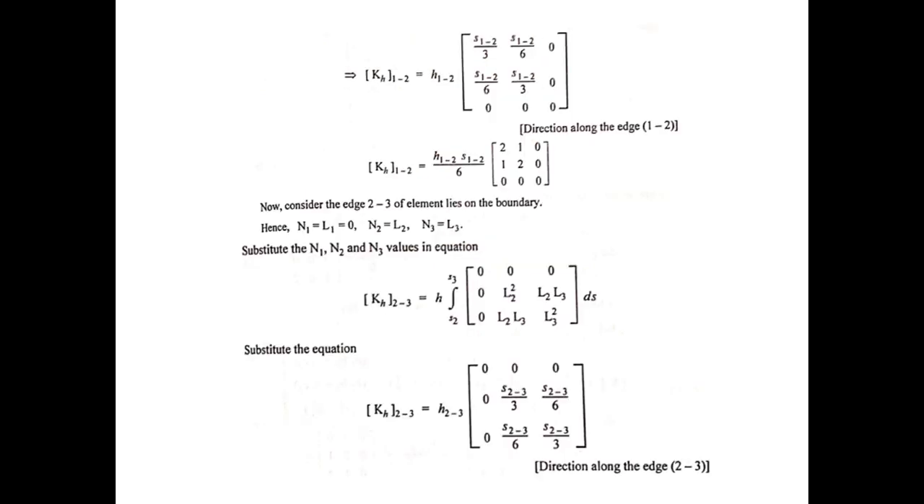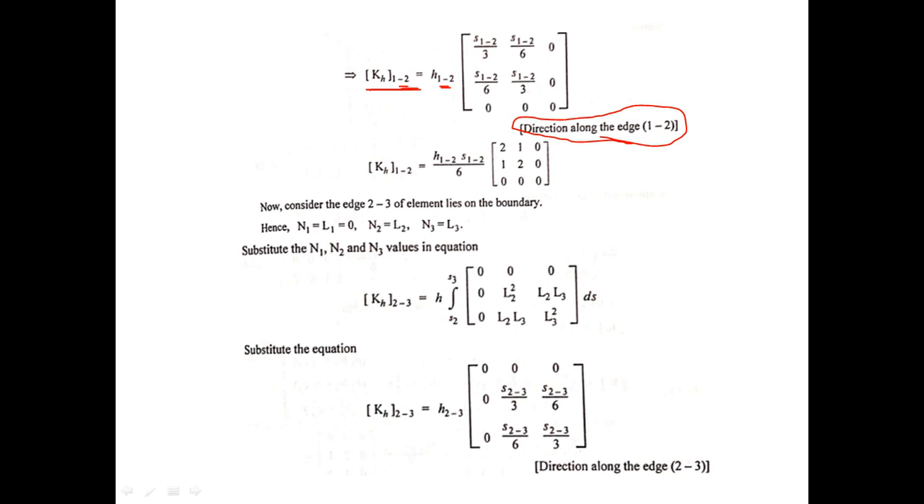So for the edge 1 2, we will get the value KH equal to hs by 6 into the same equation, but here we are representing the edge 1 2, so H S12 divided by 6 into the matrix 2 1 0, 1 2 0, 0 0 0. Now we are considering the edge 2 3. So what will happen in the 2 3 edge?